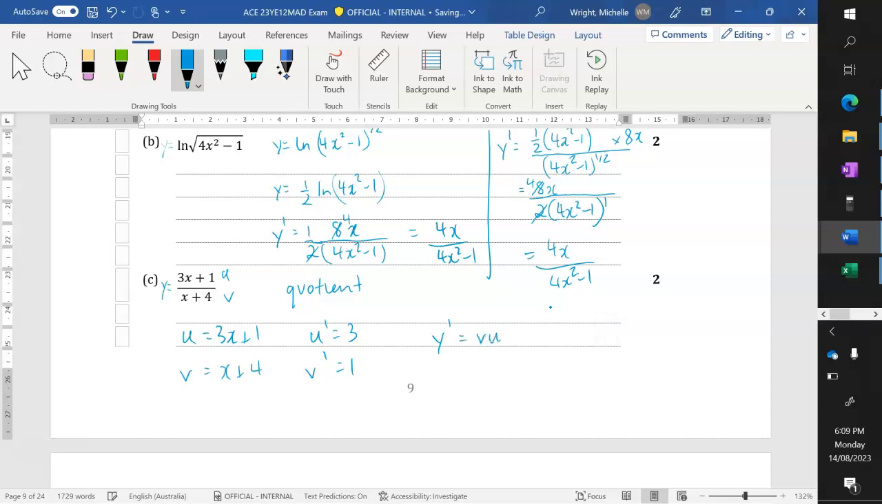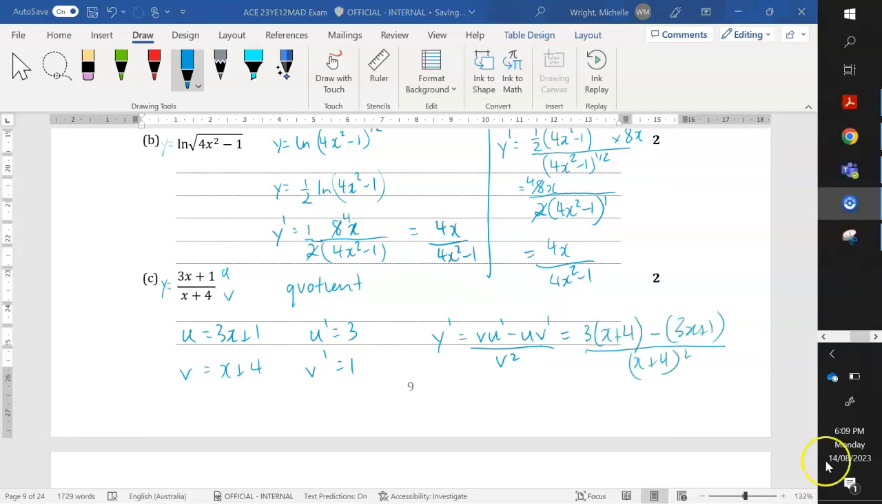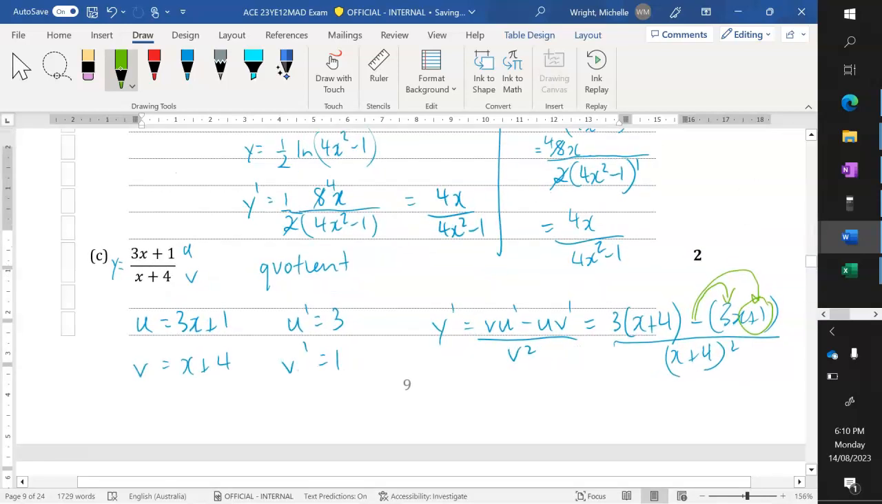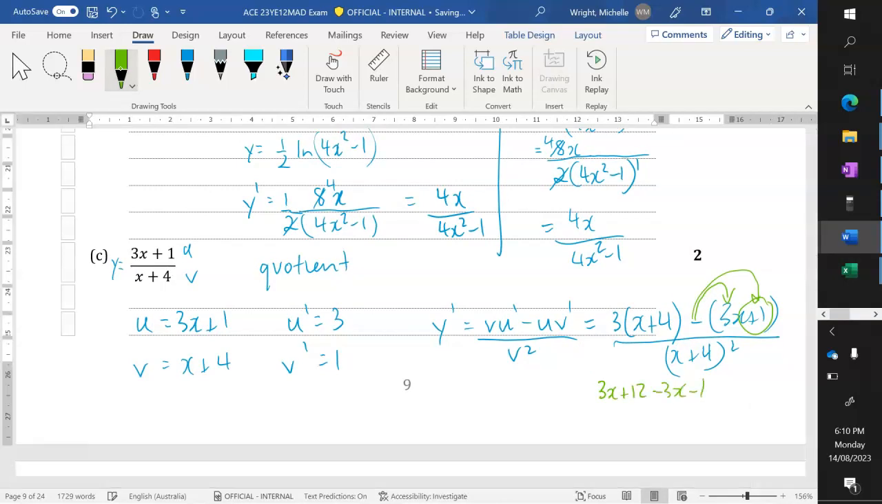But what is the quotient rule? Copying it down from your HSC formula sheet and then popping your values in there. Okay, most people seem to be able to get to that format. So I've just popped it into the quotient rule. But where anyone that had a mistake, where that went was that's minus each of those terms. And people didn't deal with minusing that 1. So they ended up with the wrong value. If you expanded it, you would have got 3x plus 12 minus 3x minus 1. And all of that was over x plus 4 squared.